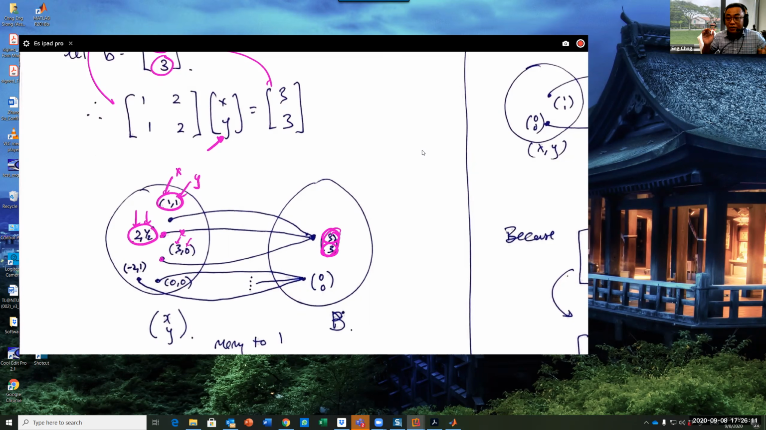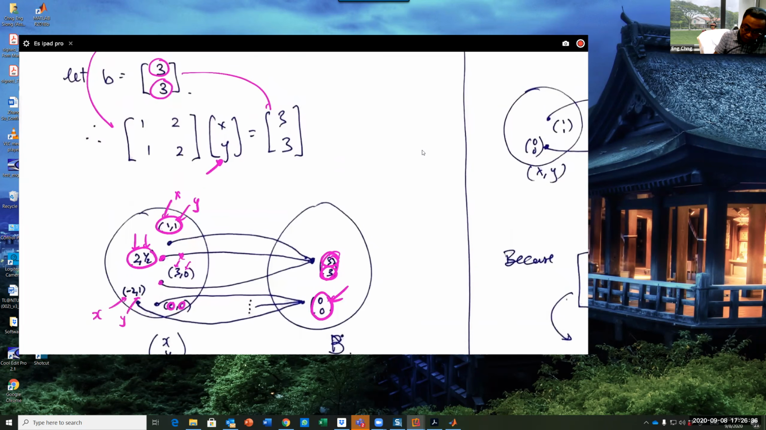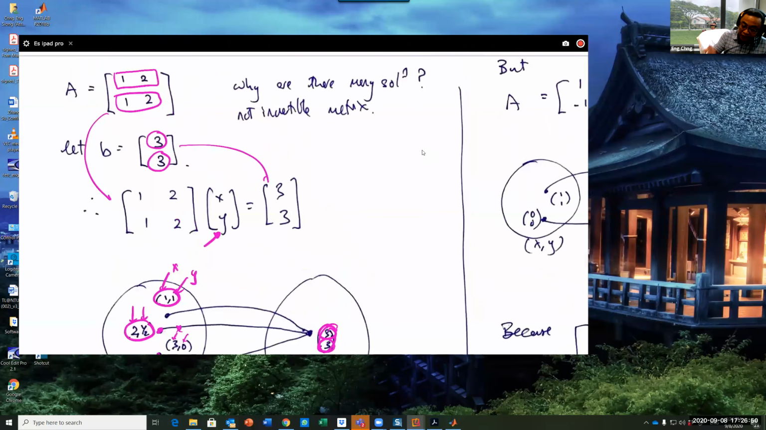So given different inputs, we project to the same output. Of course, the other question is, what set of inputs x, y get projected to 0, 0? Of course, 0, 0 will be sent to 0, 0. But what about x equals -2 and y equals 1? So -2 times 1 is -2, and 1 times 2 is 2. Therefore, the answer is 0. So in fact, you can find infinitely many of them such that they all get to 0, 0. So this is why there are many solutions.